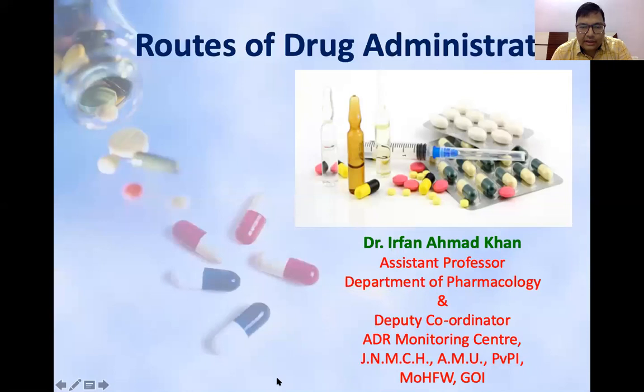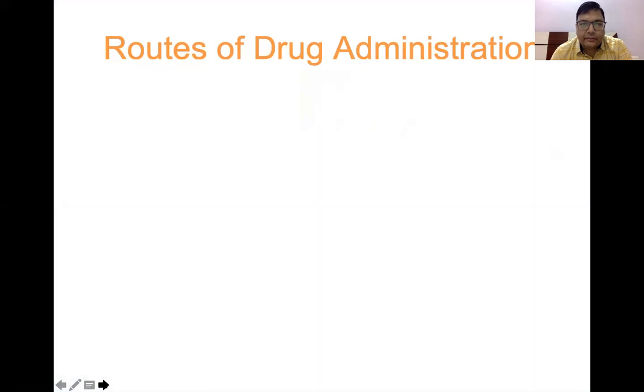So, what are the different routes? Basically, before going into details of the different routes, two terminologies are very important. One is the dose. So what is actually a dose? Dose is the amount of the drug which we are going to give to the patient. And the next important terminology which we should know before going ahead is the dosage form. Dosage form means the form in which the drug is being administered.